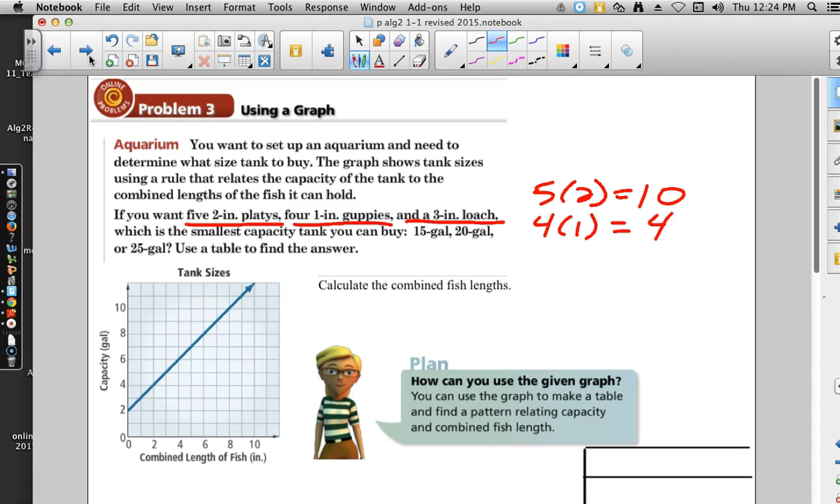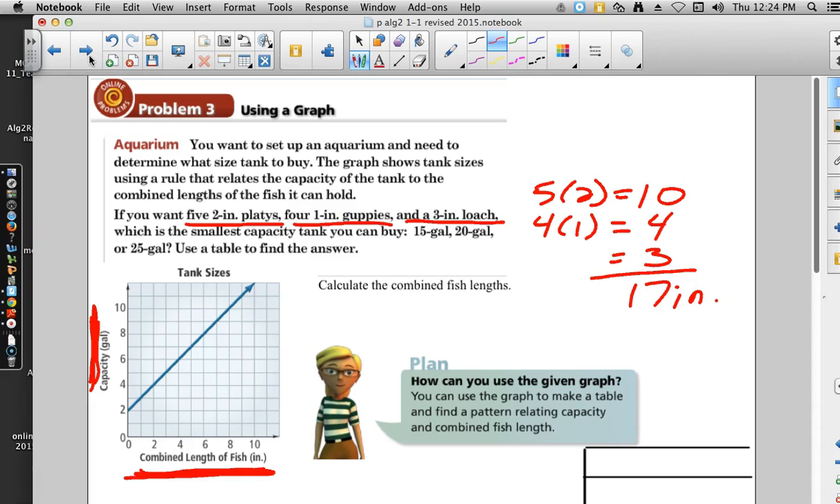Grand total of 4 inches there. And you're going to buy a 3-inch loach. So we have 17 inches that we're looking at here. So now we look at the graph and we see, if you know that combined length on the horizontal axis, then you can use that to figure out the capacity on the vertical axis. Remember, horizontal is with the horizon, just like if you watch the sunset. And then vertical is up and down, just like the columns at the White House.